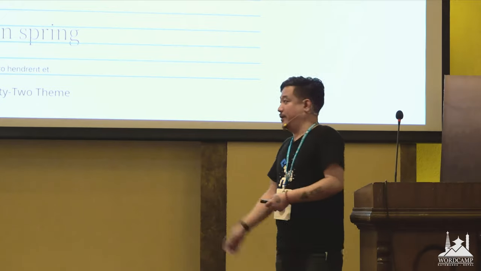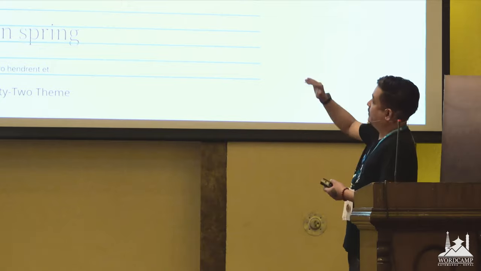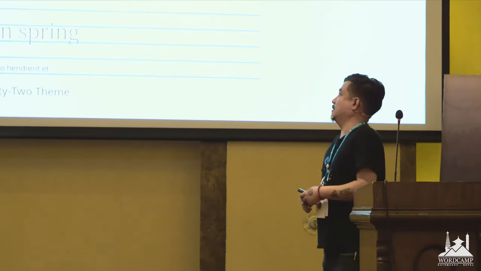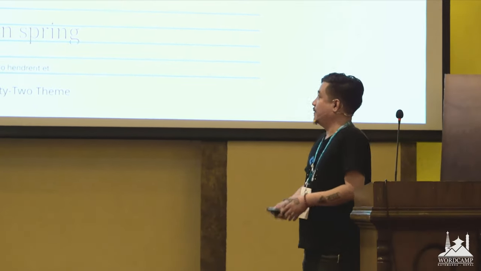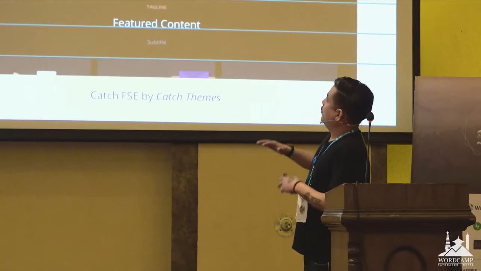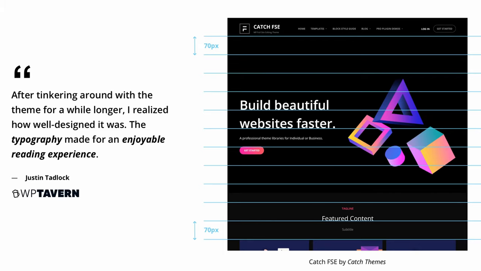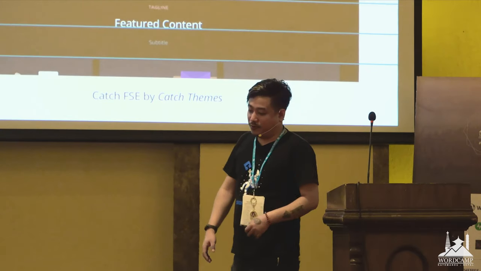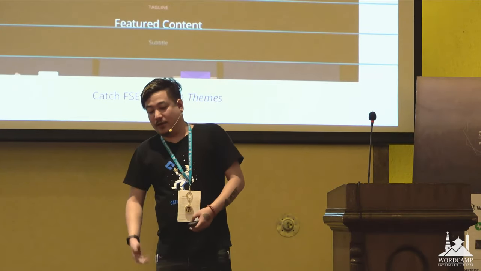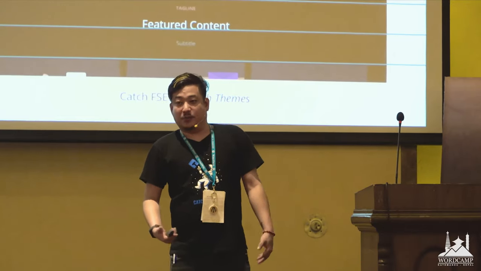For example, you can see here, this is the 2022 theme by WordPress, and you can see how evenly there's a space in between the horizontal lines. And for this next example, this is Cats FSC, which I designed for Cats Themes, and you can see how evenly the spaces are in between the horizontal lines. And even Justin Tadlock from WP Tavern has coded typography to make a better reading experience.